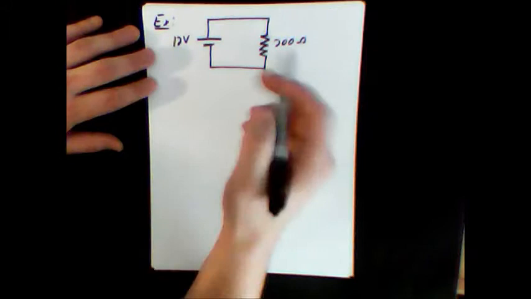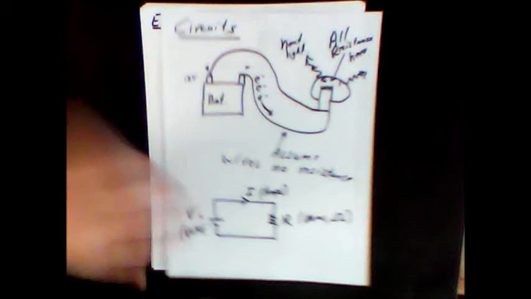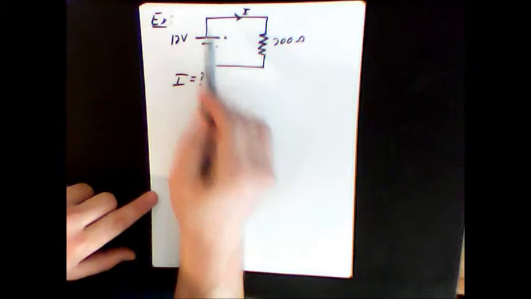And I want to find what is the current going through that circuit. Remember, this is the plus and this is the minus. Okay, a second ago, if you'll remember, I told you right here that we have these electrons, and the electrons are being pulled from one side to the other side, right? But now I'm labeling the current right here, I, and I'm saying that the current is going around from the plus to the minus side.